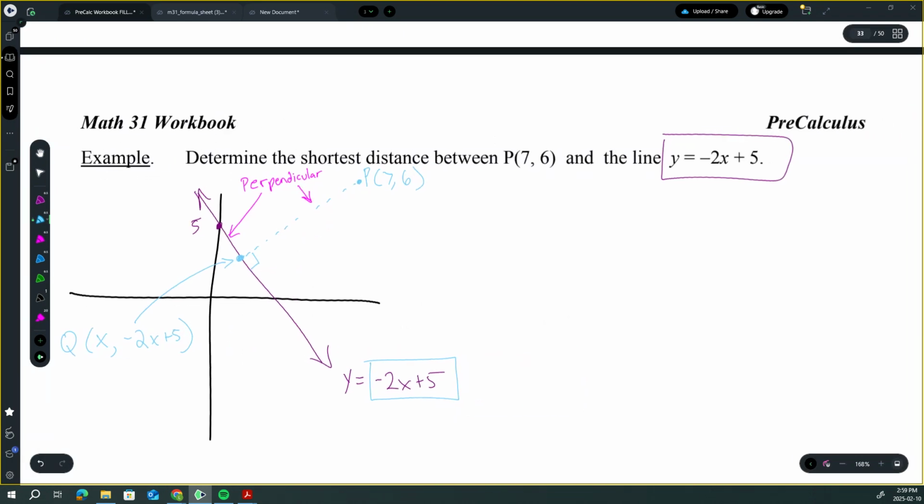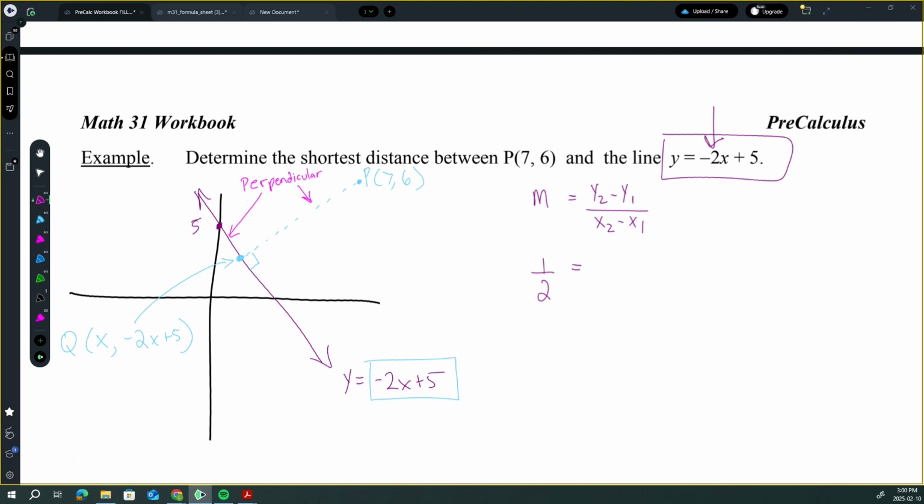Okay, now how we're going to figure this out is by using our slope formula to get us started. So remember, slope is equal to y2 minus y1 divided by x2 minus x1. Since we're considering this point and this point, that dotted light blue line will be perpendicular to y is equal to negative 2x plus 5. So I'm going to take the perpendicular slope of this equation that we're given. The perpendicular slope of negative 2, if you flip it and times it by negative 1, would be 1/2.